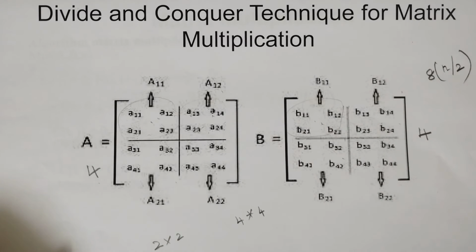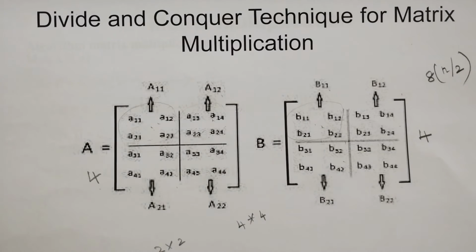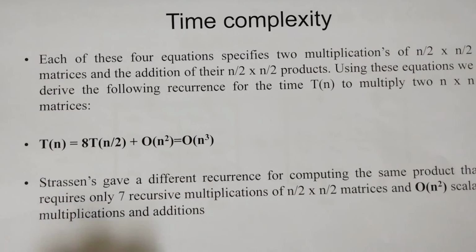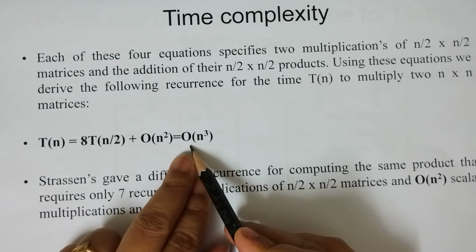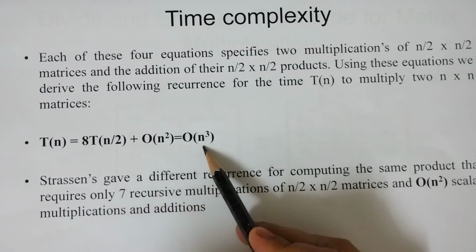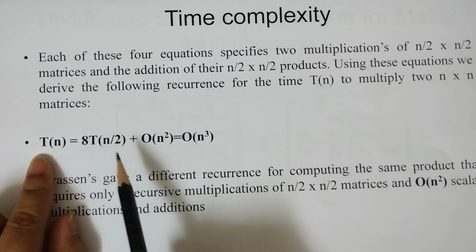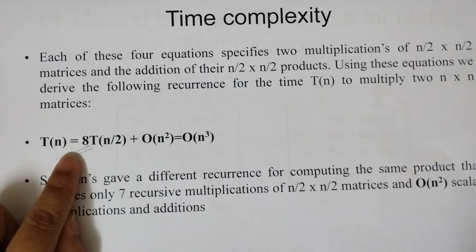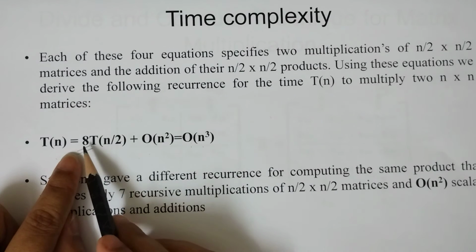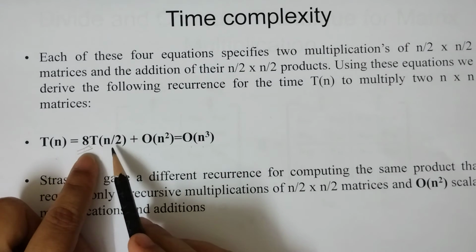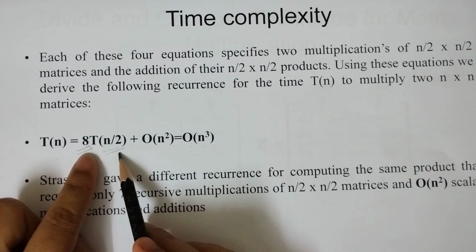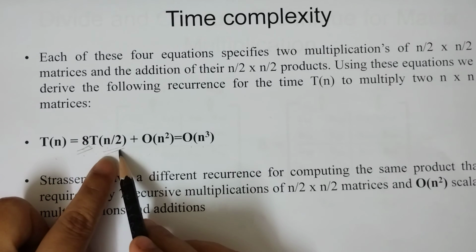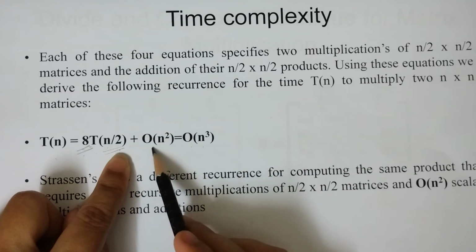And what would be the time complexity for this method? That is, after applying the divide and conquer technique, what would be the time complexity? Here also the time complexity will be the same as the previous one, that is order of n cube. How? We have the recurrence relation here. If you look at this recurrence relation, as I said, we just divided the matrix. And how are we dividing it? 8 into T of n divided by 2, plus order of n square.